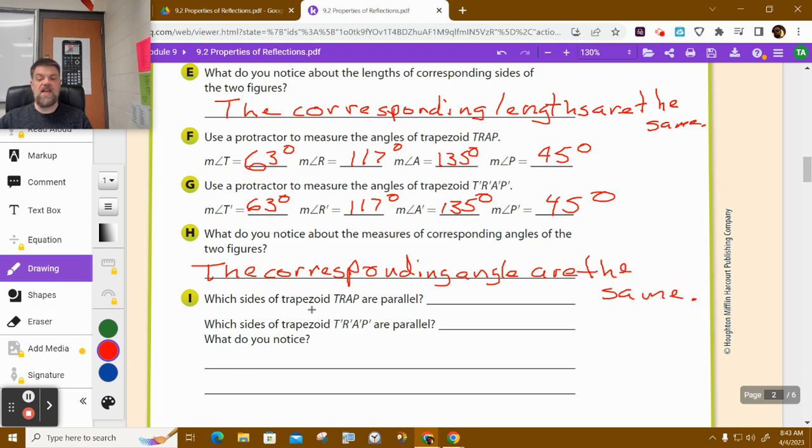Okay, so it says which sides of the trapezoid are parallel? Well, TP is parallel to RA. Now you guys know that this symbol right here means parallel, right? Did you guys know that? Totally. All right, and then we know also that T prime P prime is parallel to R prime A prime. Okay.